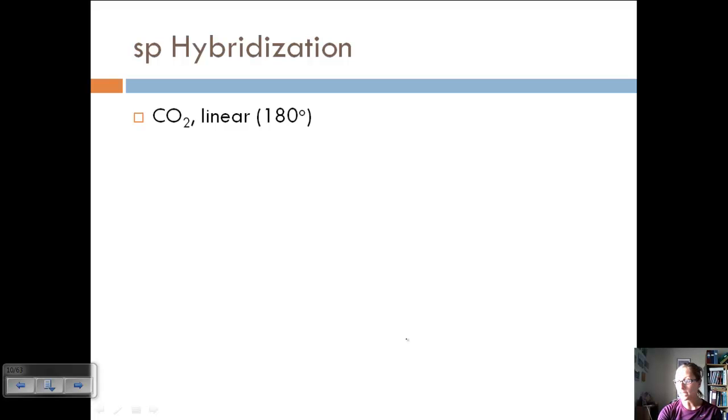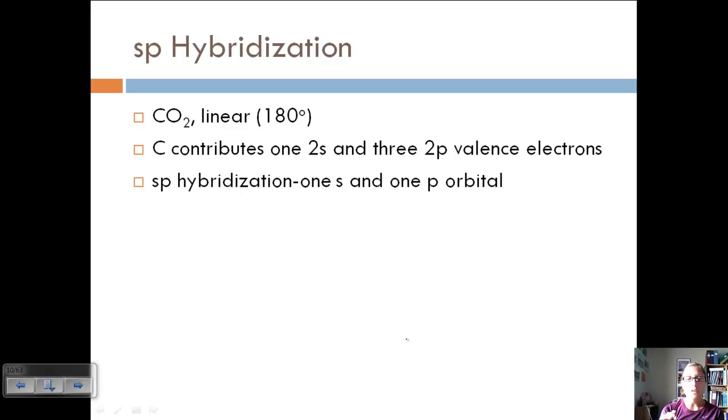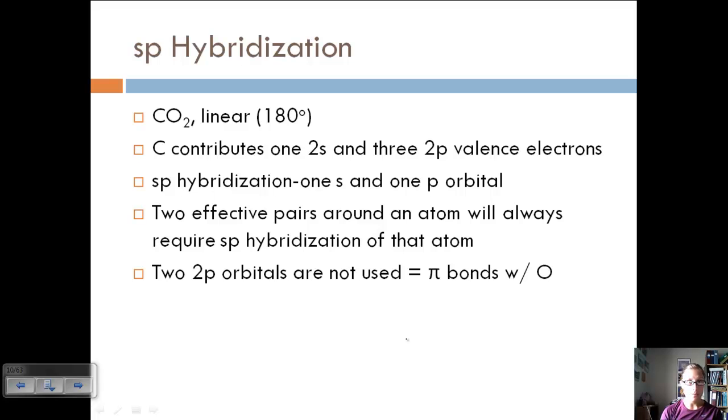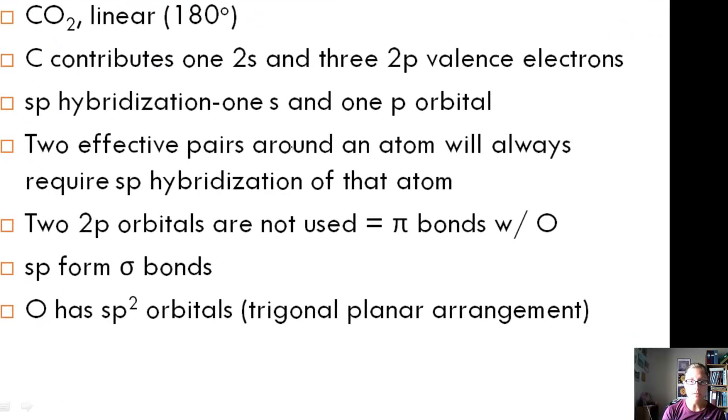For example, let's look at carbon dioxide, which is linear. Carbon contributes, same as for all the other examples, a 2s and 3 2p valence electrons. But our 1 carbon only has 2 bonding sites, and so we would call that sp hybridization, because 1 s and 1 p orbital are participating in that bond. Whenever there are 2 effective pairs around an atom, it will always be sp hybridized. We have 2 2p orbitals that aren't used, and so these are going to create pi bonds with the oxygen. The sp will form sigma bonds, and then the O has sp2 orbitals because of its trigonal planar arrangement. So let's look at a drawing of this.